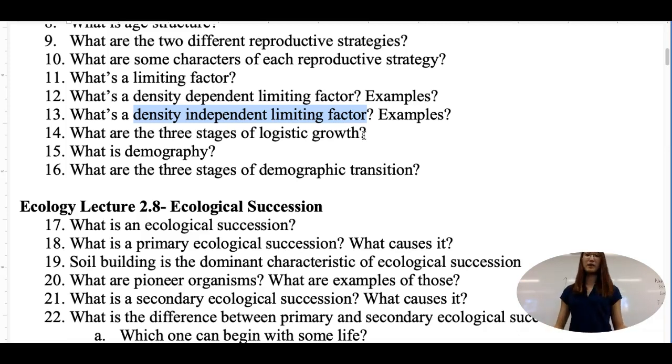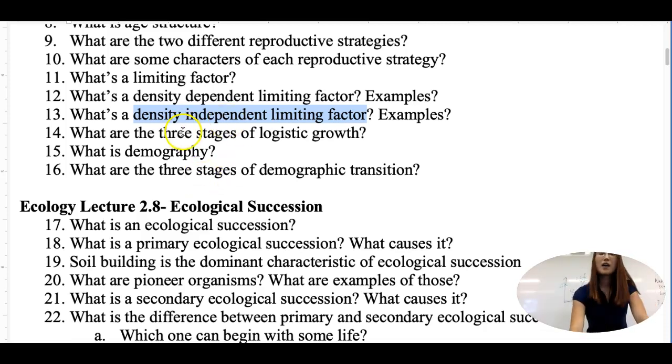So that's density independent limiting factor. When we look at a graph like this, a logistic growth, the factor that allows the population growth to slow down is usually a density dependent limiting factor, right? The reason why this population grows really fast and then it slows down is because now that you have so many individuals within the population, there's not going to be enough resources, or the disease is going to control how fast the population grows. So then the population growth plateaus, and the population size stays the same.